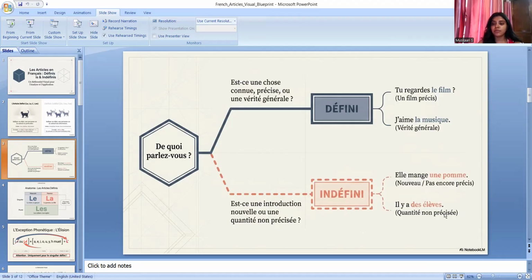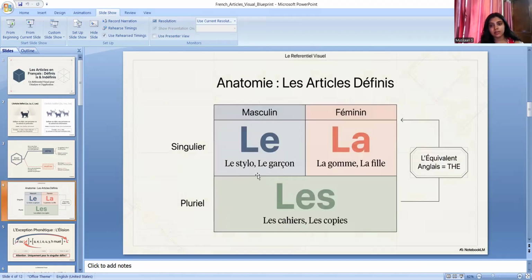Second is il y a des élèves. Now quantité non précisée. There are some students. Now we don't know the number of the students. So for that we have used here indéfini. I hope you have understood till now what is l'article défini and l'article indéfini and what is the difference between the two of them. Now let's do this.